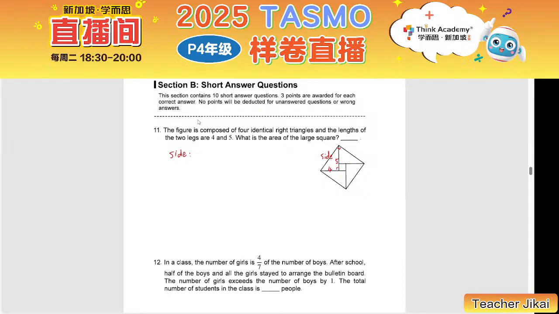So based on this right angle here, we know the side square here is 4 squared plus 5 squared. Why? Because we know it is a right angle triangle, right? Use the Pythagorean theorem. So we know the side square here is 16 plus 25, which will give you 41. And we know the area of the square is also the square of the side length. So the area is 41. So the answer here is 41.